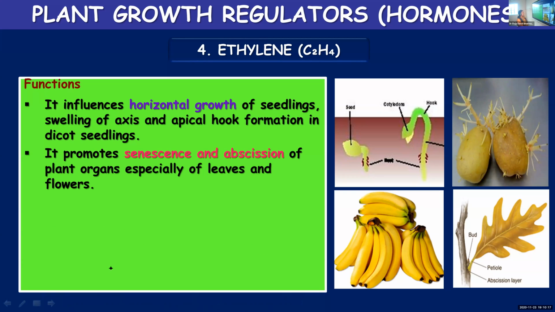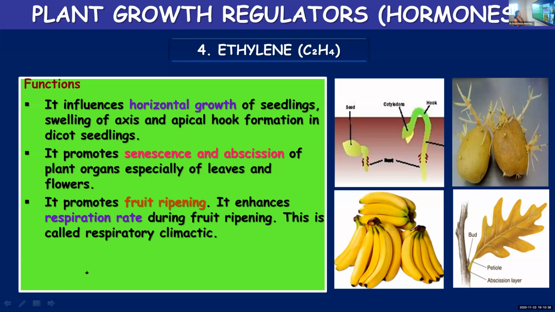It promotes senescence, aging, and abscission of plant organs. Abscission is the shedding or falling off of plant organs like leaves and flowers, because it is promoting aging, and it also promotes the abscission or shedding of parts of the plant like leaves and flowers.